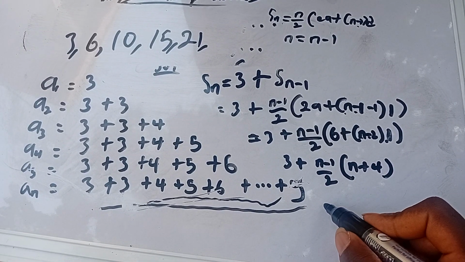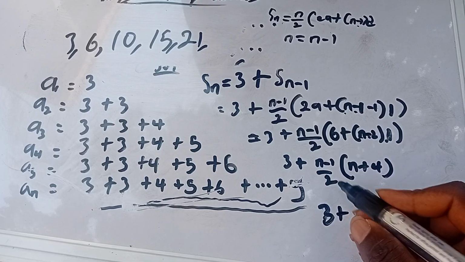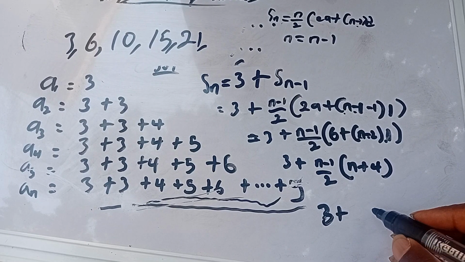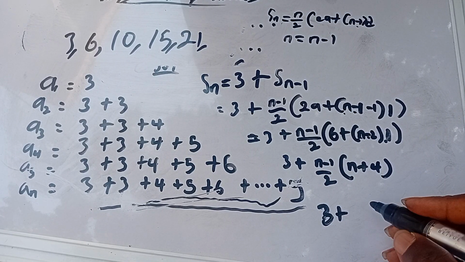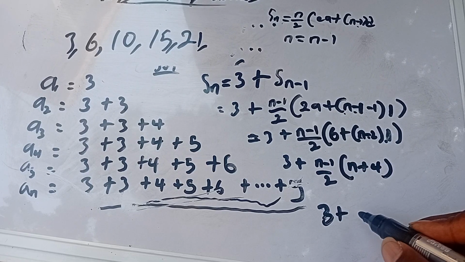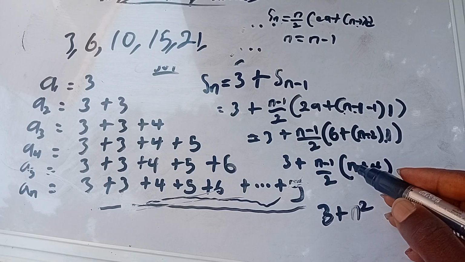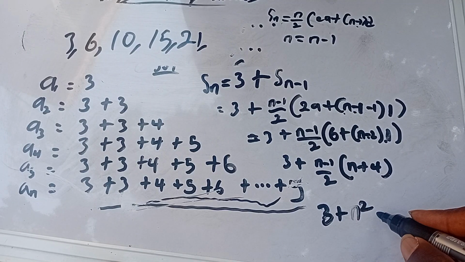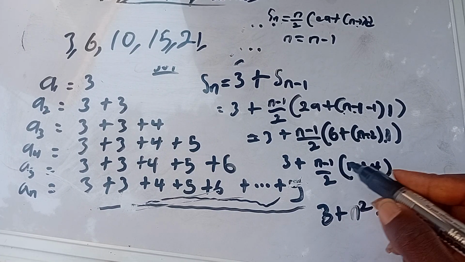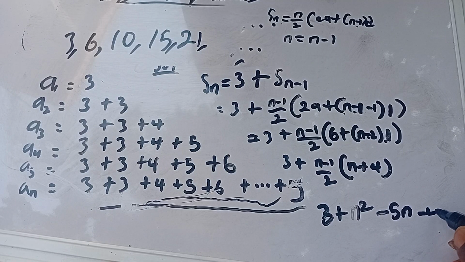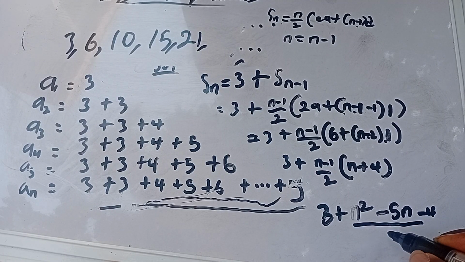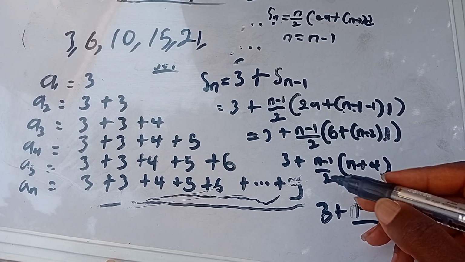So this gives us 3 plus n minus 1 times n plus 4, all over 2. You can open the brackets: n times n is n square, n times 4 is 4n, minus 1 times n is minus n, so 4n minus n gives 3n, and minus 1 times 4 is minus 4. Divided by 2. Don't forget, this 2 is not part of this.